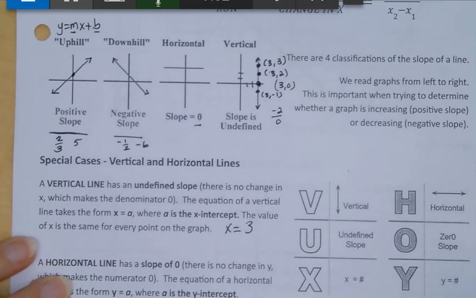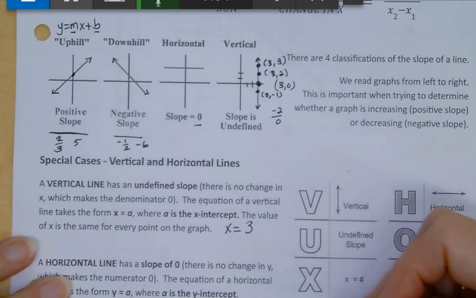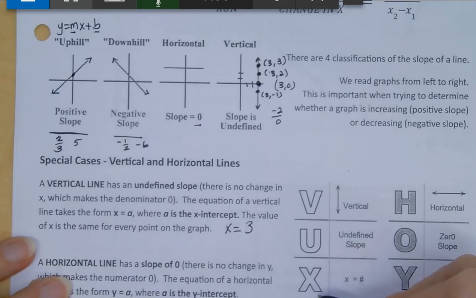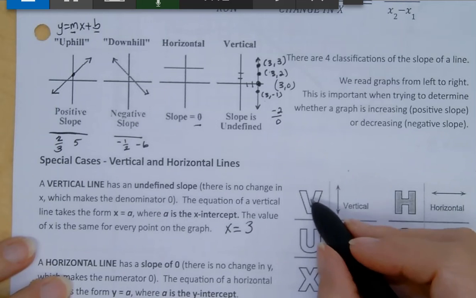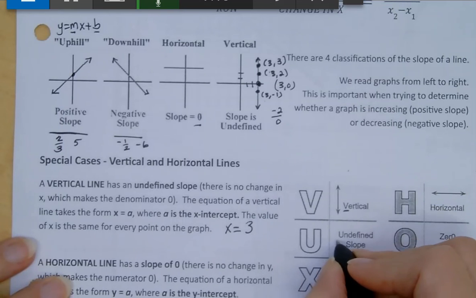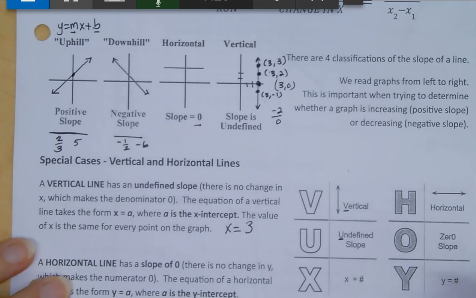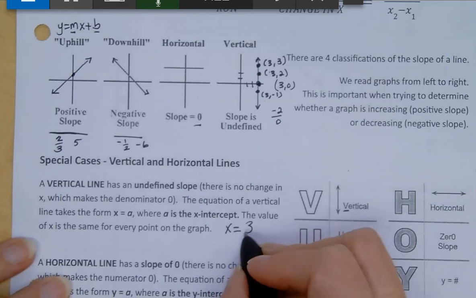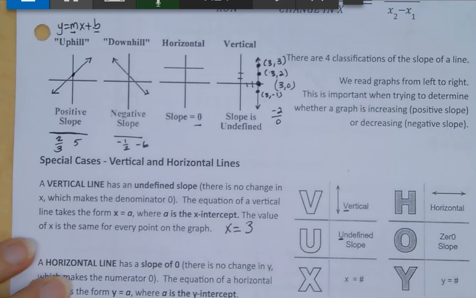All right, so if I'm talking about a vertical line, we use vux. And if I talk about a horizontal line, we use hoi. So we're going to say vux hoi. Vux tells me that a vertical line, v for vux, v for vertical, has an undefined slope, that's where I got that u, and x equals some number. In my example, x equals 3.